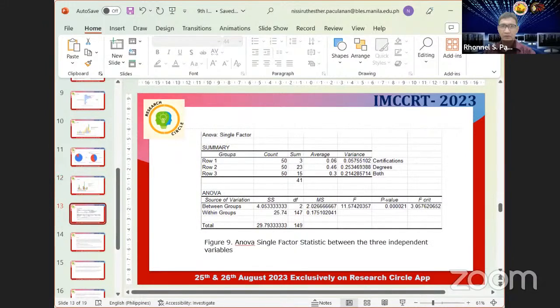So this is all about the ANOVA, wherein we can see that we have the first row, the second row, and the third row. According to this, there are 50 respondents, and we can see the sum, the average, and the variance. The first row is with the certification, while the other row is for a graduate of BSIT or BSCS or BS Engineering, and lastly with the degree and certification at the same time.